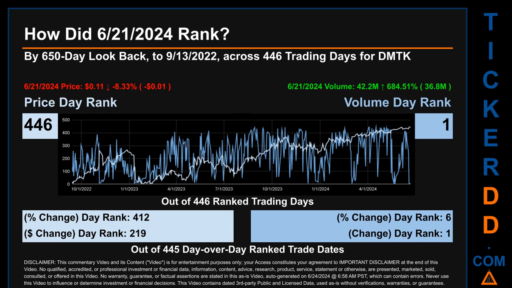The price's day-over-day percentage change, dropping -8.33% on June 21, 2024, had a day rank of 412 while its dollar difference of -1 cent had a rank of 219 when compared day over day across 445 trading days. Volume's percentage change and difference were ranked respectively at 6 and 1.